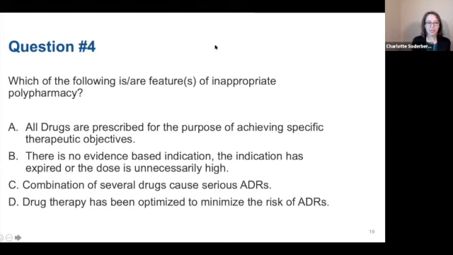So next we have another question. And the question is, which of the following are features of inappropriate polypharmacy? And I'll give you just a minute to select your answer or answers. And this is going to be features of inappropriate polypharmacy.